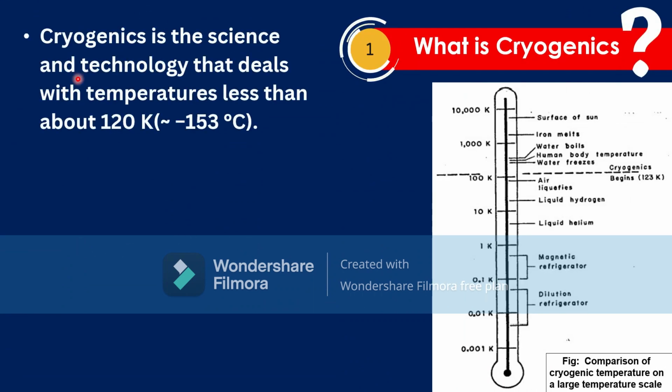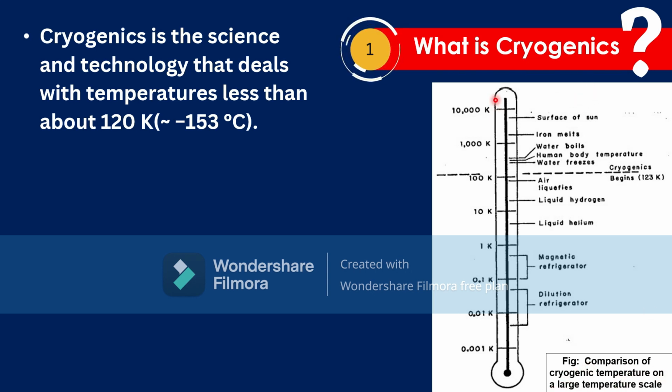Cryogenics is the science and technology that deals with temperatures less than about 120 Kelvin, which is about minus 153 degrees Celsius. Okay, here I have shown a simplified diagram of comparison of cryogenic temperature with some known temperatures in the universe. Comparison of cryogenic temperature on a large temperature scale.